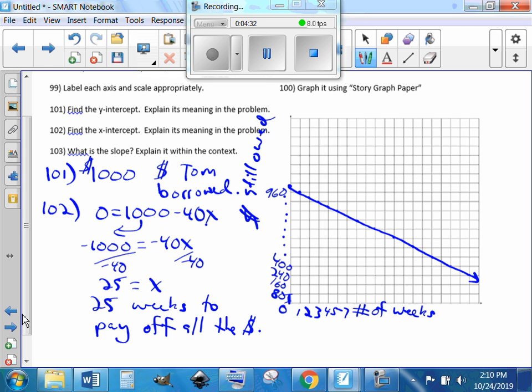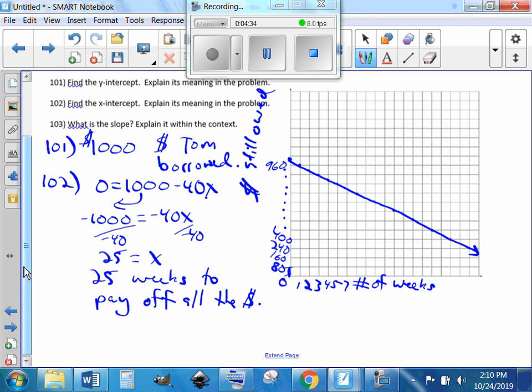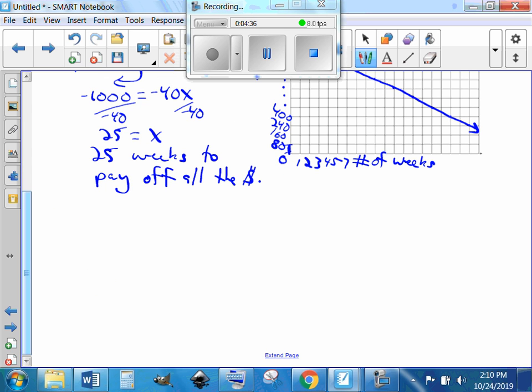And now 103, what is the slope? And explain it in context. So keeping in mind that slope is your rise over run, or your y value change over your x value change. If you're not sure on how to interpret it, keep thinking about the units of the y and the x. So the slope is that negative 40, and that means it's negative 40 of the y units, or dollars, per the x unit, which is weeks.